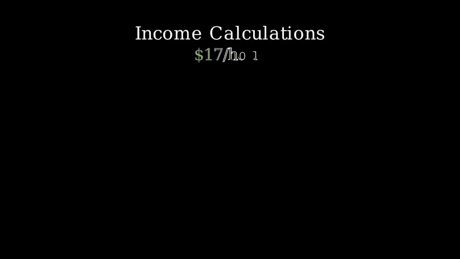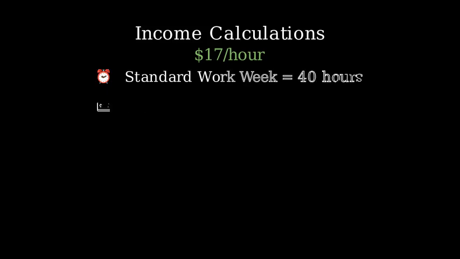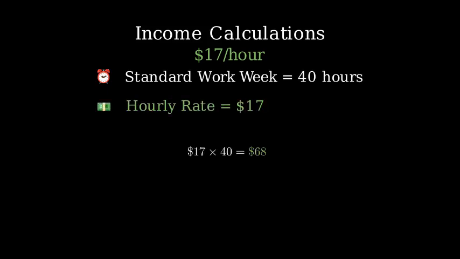Welcome. Today we'll learn how to calculate weekly, monthly, and yearly income based on an hourly wage of $17 per hour. Let's start by calculating weekly earnings. For a standard work week of 40 hours, we multiply the hourly rate of $17 by 40 hours. This gives us a weekly income of $680. Let's visualize this as 8 full workdays worth of pay.